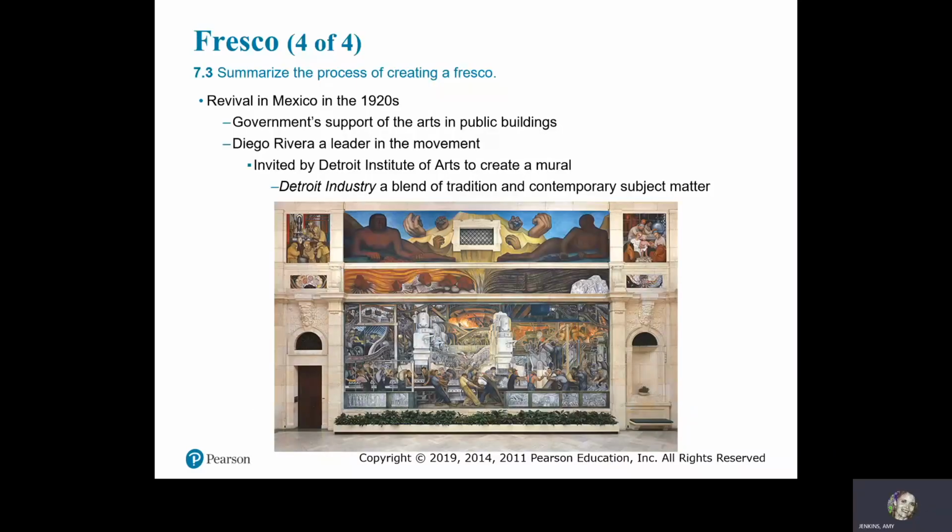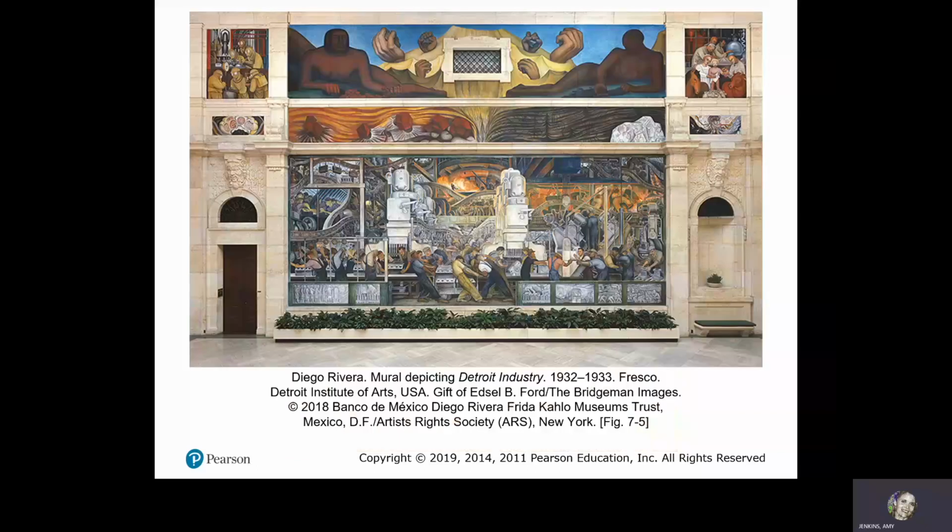We have a revival of fresco in Mexico. The use of fresco in the 1920s came with the government's support of the arts and public buildings. Diego Rivera was a leader in the movement. He was invited by the Detroit Institute of Arts to create a mural. This one is called Detroit Industry. It's a blend of tradition and contemporary subject matter. Mural depicting Detroit industry.